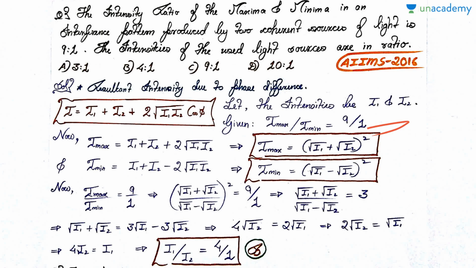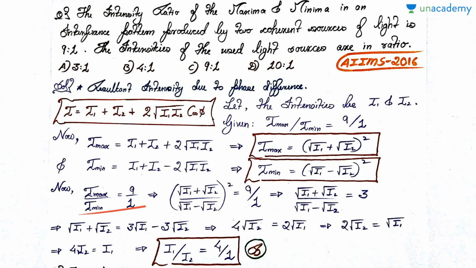Now you should also know that Imax will happen when cos phi is equal to 1, and at that point this formula will reduce to root I1 plus root I2 whole square, and Imin will reduce to root I1 minus root I2 whole square, because cos phi will become -1 for minima, and you can see it will convert to a whole square like this. So Imax is this and Imin will become this. From this formula, when you substitute the value of cos phi, you get these.